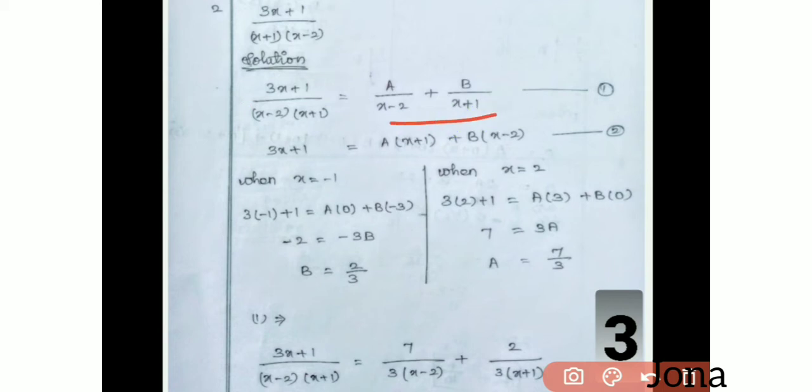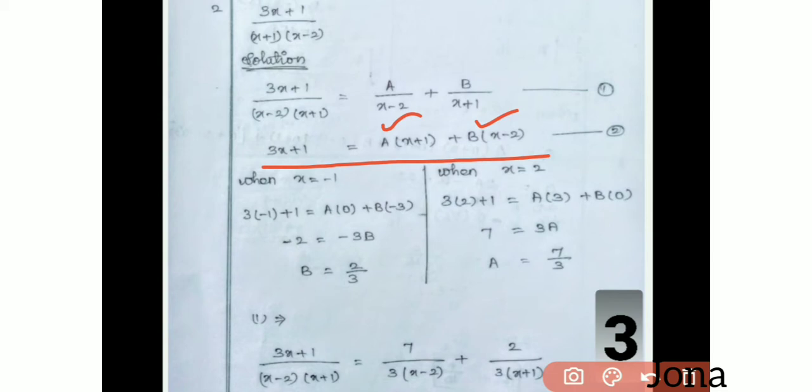Okay, the LCM of the denominators is (x minus 2)(x plus 1). After that, if you cross multiply, you will get this. Both the denominators are the same, so we can strike them out like the previous problem, so that we get only the numerators like this: 3x plus 1 equals a into (x plus 1) plus b into (x minus 2). From this, now I want to find the values of a and b.